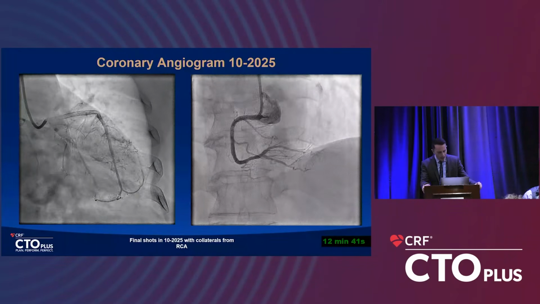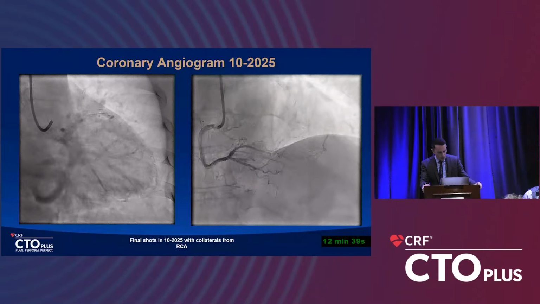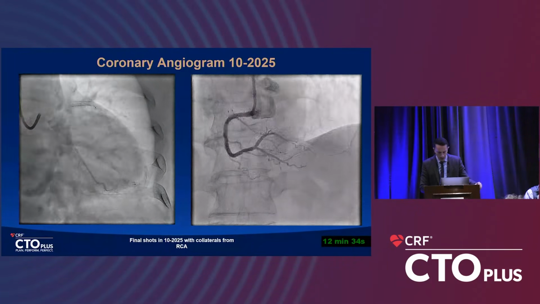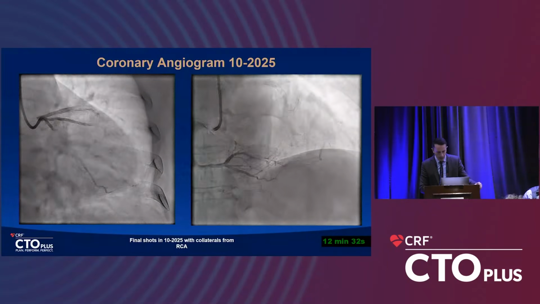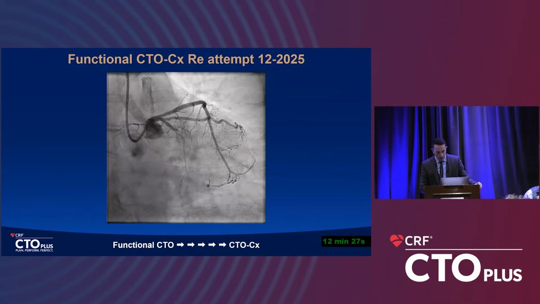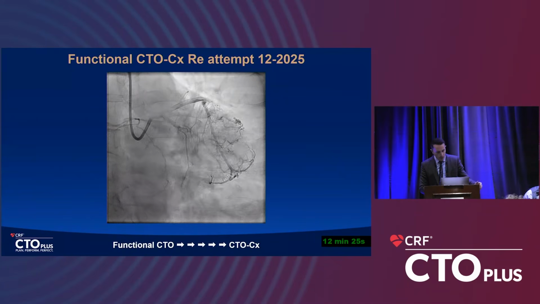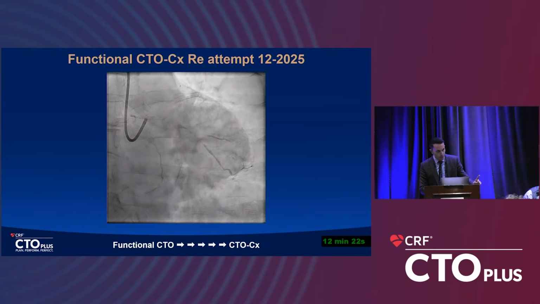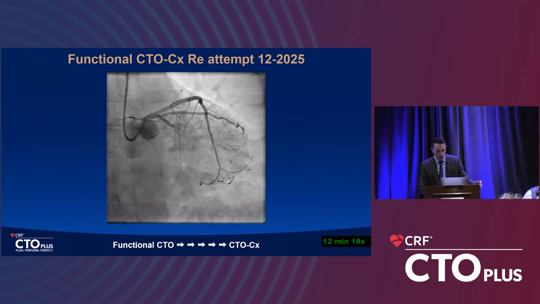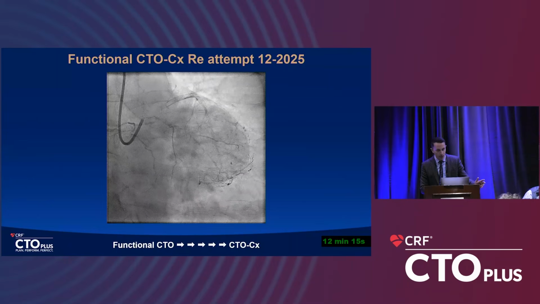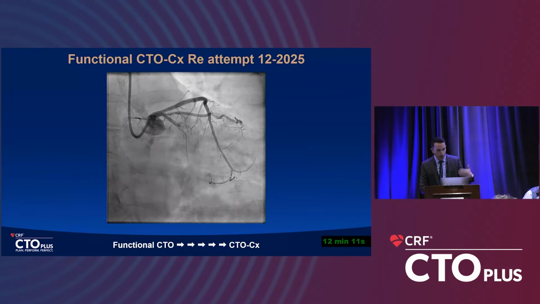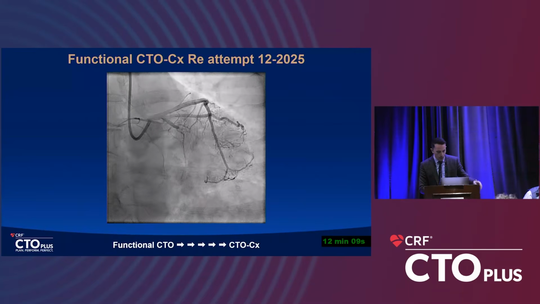I would not say that these collaterals are very interesting. If you're looking at retrograde options, you don't quite see them well, and they don't seem to be big enough. But you still have that distal visualization. I brought her back in December 2025, and this is what it looked like just 2 months after the initial procedure. You already see that the antegrade flow is worse than it was, and we all know that eventually these functional CTOs advance and evolve and end up being complete CTOs, and here we're not far from that.